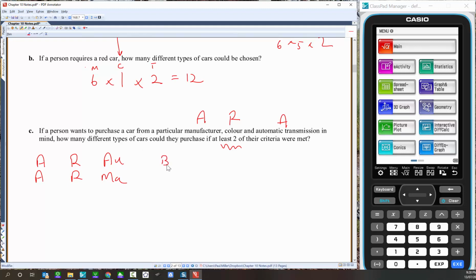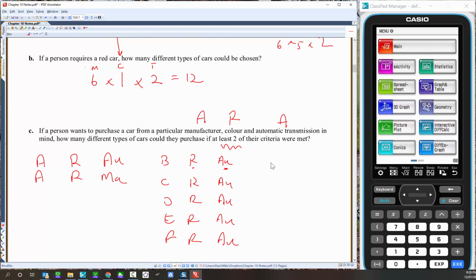Now, what else will meet their requirements? Well, they could go to a car manufacturer B, get it in red, and it could be an auto. Now, what satisfied their requirements? It's a red car and it's auto. They could go to C, grab a red car, and it could be an auto. D, red and auto. E, red and auto. And F, red and auto.